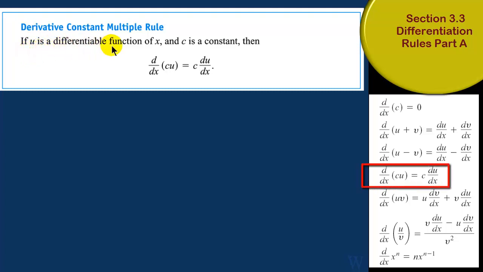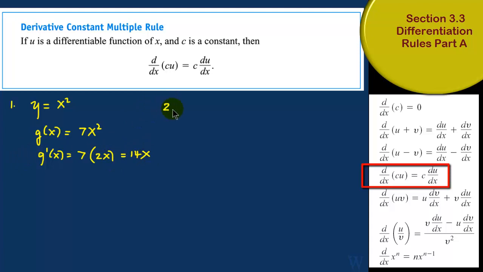Derivative constant multiple rule. If u is a differentiable function of x and c is a constant, then the derivative of c times u is equal to c times the derivative of u with respect to x. What does that mean? Suppose my function is y is equal to x squared, and I define another function, g of x, which is equal to 7x squared. So g of x is a multiple of x squared, that is, g of x is defined as 7 times x squared. So by the derivative constant multiple rule, g prime of x is just 7 times the derivative of x squared, which is 2x. So this is equal to 14x.